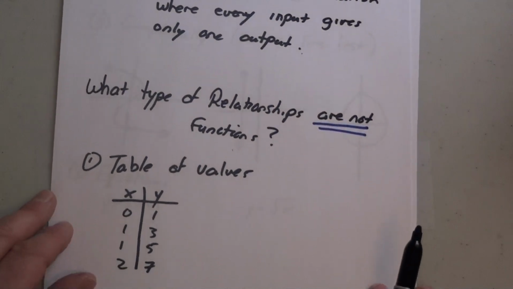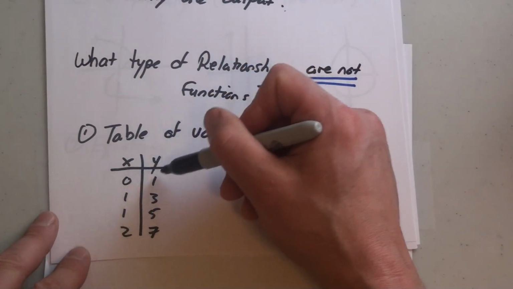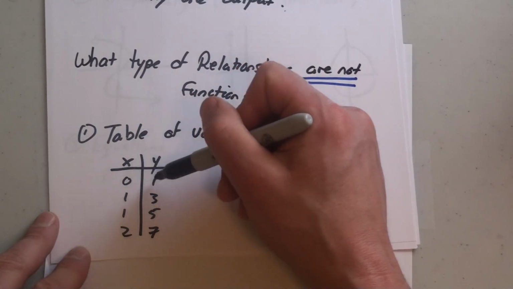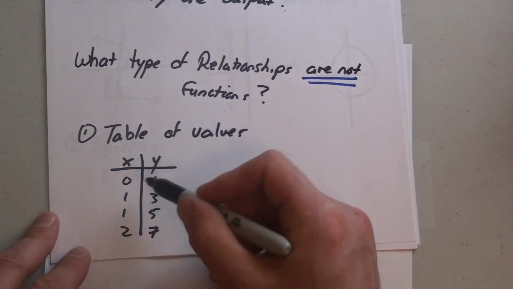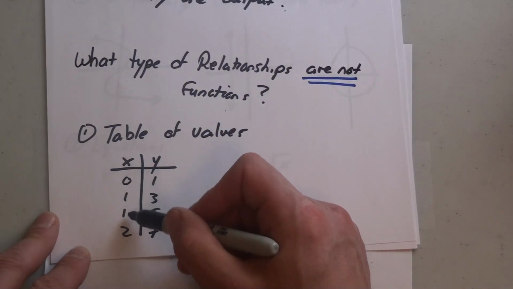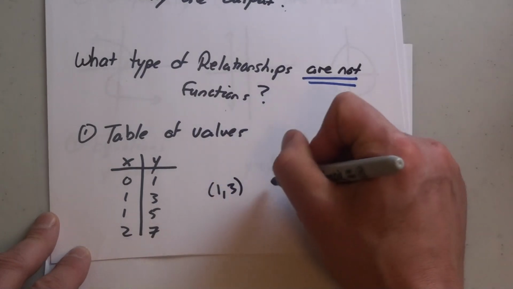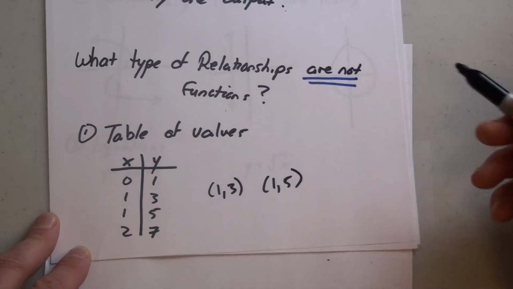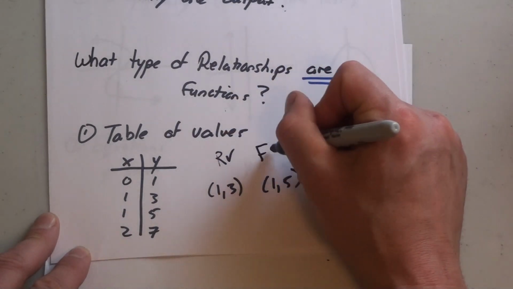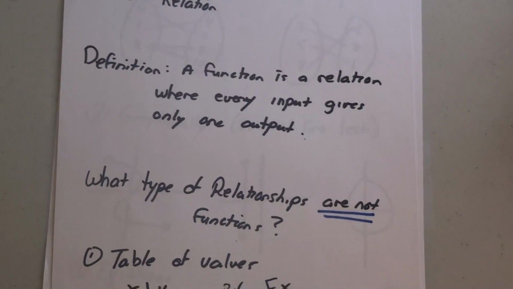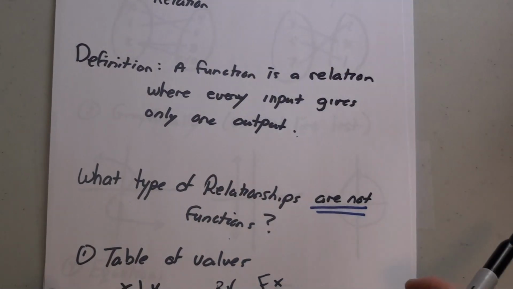So if we look at our first example, which is the table of values, here I have x being my input. I have different outputs that come out. So 0 gives me 1. I have 1 giving me 3. I have 1 giving me 5. Here I have one input, which is 1, giving me two different outputs. So I technically have the coordinate (1, 3) and also (1, 5). That by definition is not a function. It is a relationship, but it is not a function. A function is a relation where every input only gives me one output.